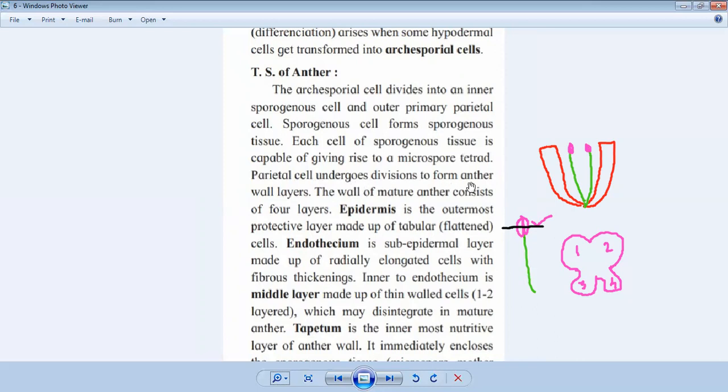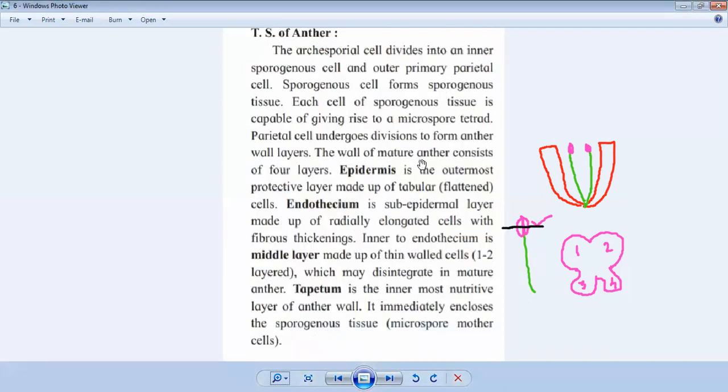Parietal cell undergoes the division to form the anther wall layers. Parietal cell layer जो होती है वो क्या करती है? It undergoes the division to form the anther wall layer. The wall of the mature anther consists of the 4 layers. ठीक है, मतलब मैच्योर एंथर वॉल जो होती है उसमें 4 लेयर्स होती है. पहली लेयर एपिडर्मिस, दूसरी एंडोथेशियम, तीसरी मिडल लेयर और चौथी टैपेटम.